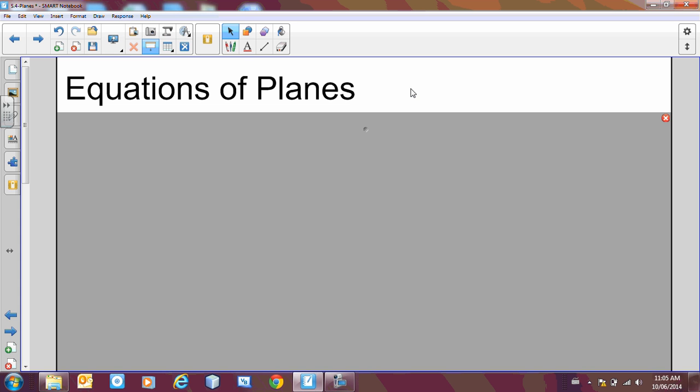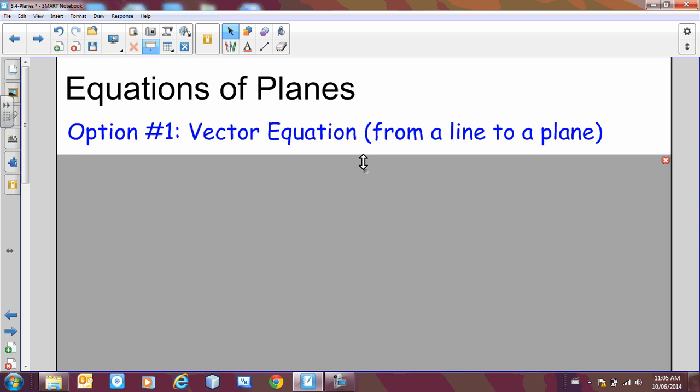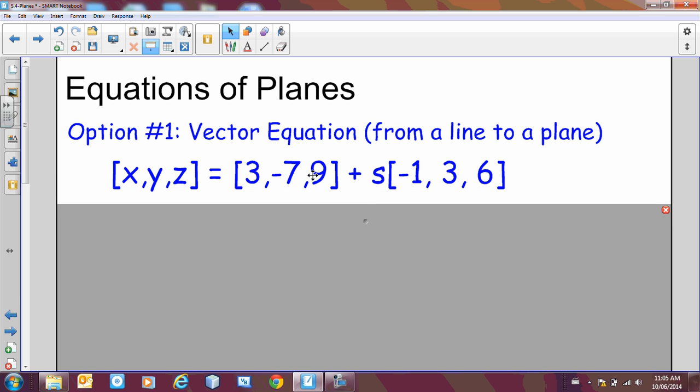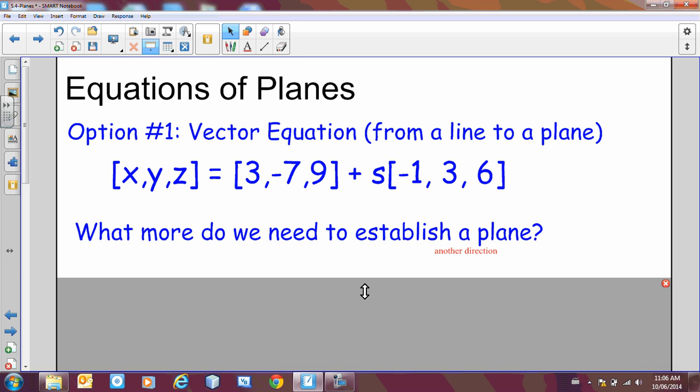So how do we represent a plane? How do we write an equation for one? Well, we think about starting with a line, and a vector equation of a line gives us a point and then the direction that that line goes. The plane now will go out in kind of a flat area. It'll go out in the same direction and then off to the side as well. So basically, what are we missing? We're missing a second direction.